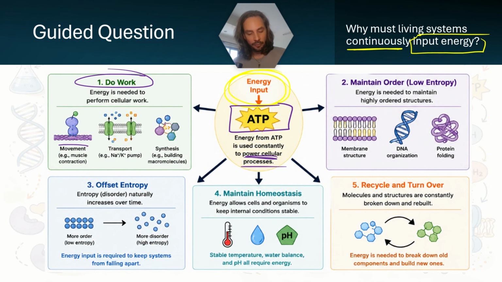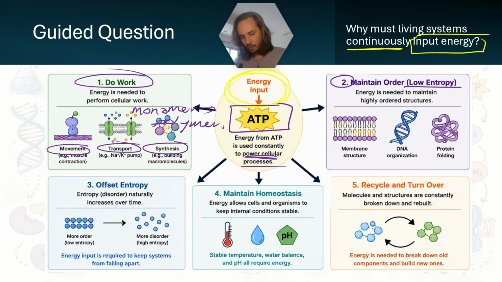We need it for movement and for transport of materials. And we also need it for synthesis, meaning to build macromolecules, to go from a monomer to a polymer. This requires energy, okay? The second one is to maintain order, meaning we want low entropy.